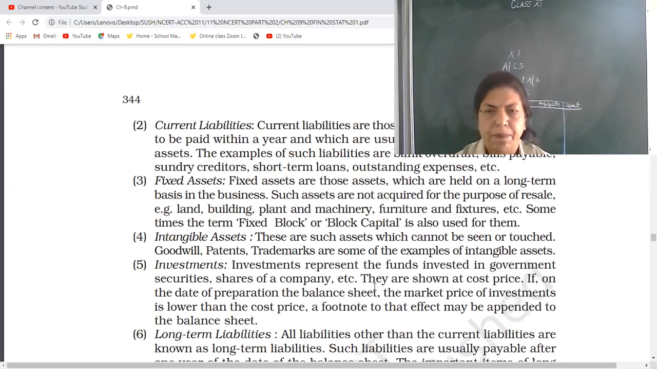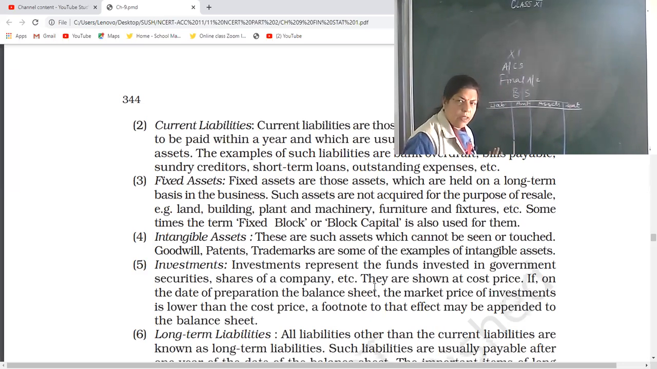Then investments. Investments represent the funds invested in government securities, shares of a company, or to some other use. They are shown at cost price. Okay, if the market value is lower than the cost price, a footnote is to be shown. See, after the balance sheet total, there is a place where you can show contingent liabilities, and you can even show the note that is known as a footnote.